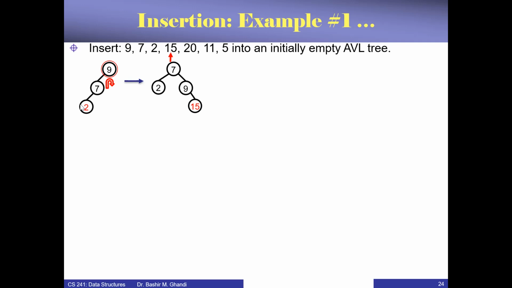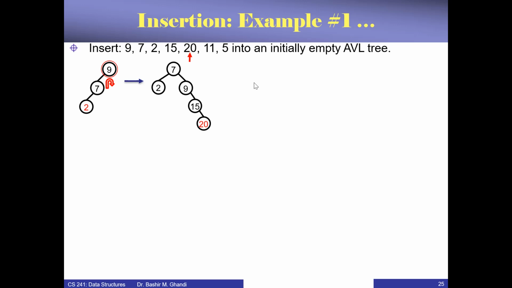15 will be inserted to the right of 9. It's bigger than 7, bigger than 9, so it's going to go there. Is there a problem? No, because as you can see, obviously 15 has no problem, it's a leaf node. This has no problem. Also 7 has no problem because it is right 2 minus left 1, so 2 minus 1 is 1. This is good.